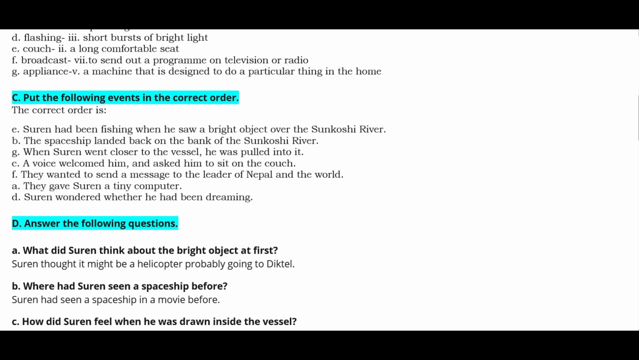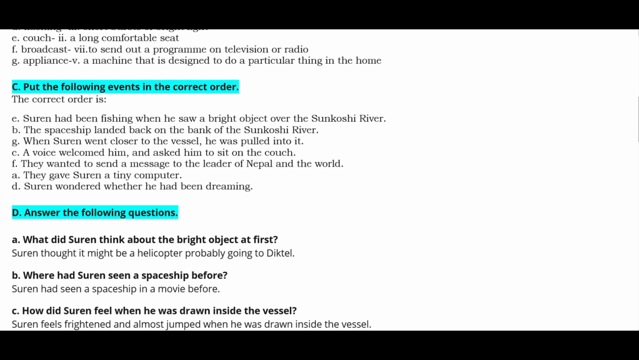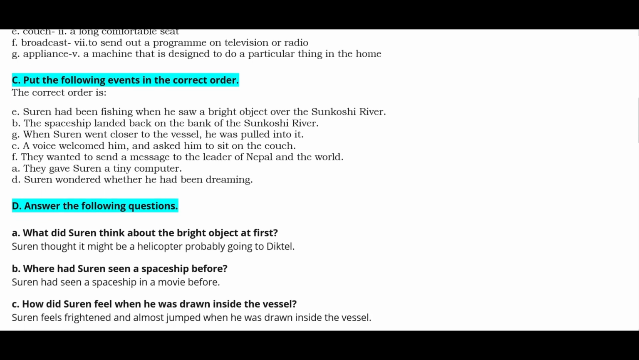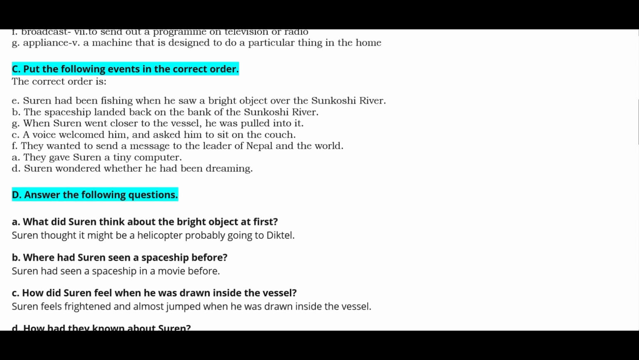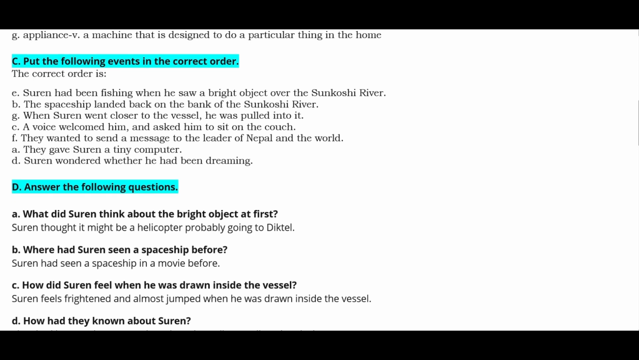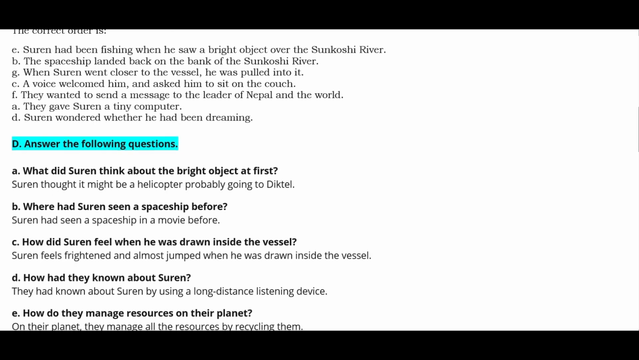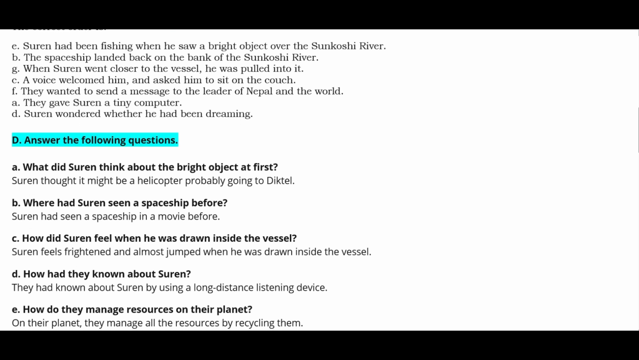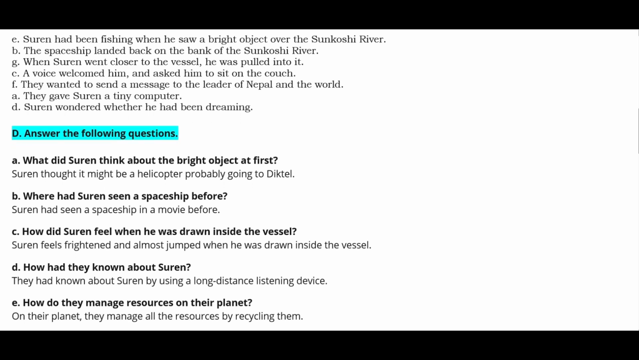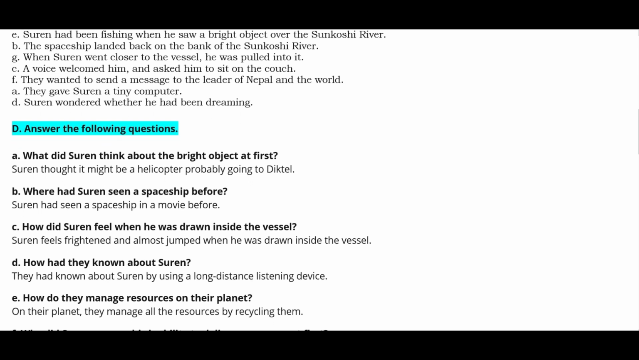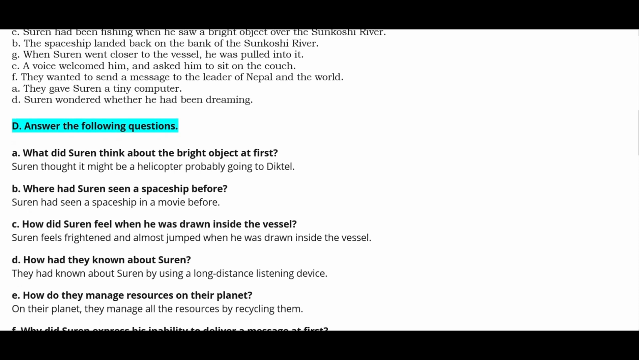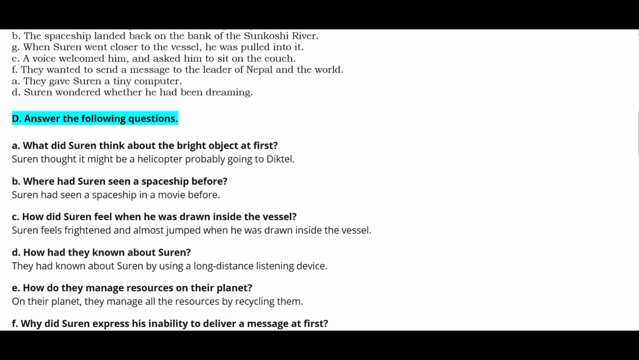C. How did Suren feel when he was drawn inside the vessel? Suren felt frightened and almost jumped when he was drawn inside the vessel. D. How had they known about Suren? They had known about Suren by using a long-distance listening device. E. How do they manage resources on their planet? On their planet, they manage all the resources by recycling them.